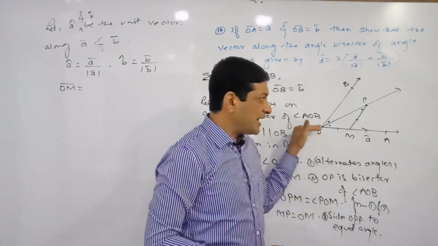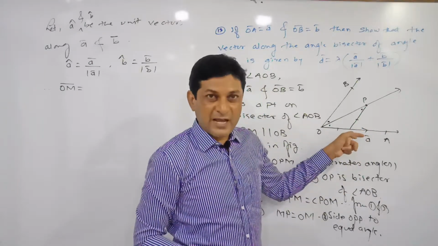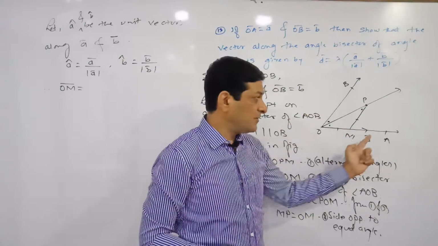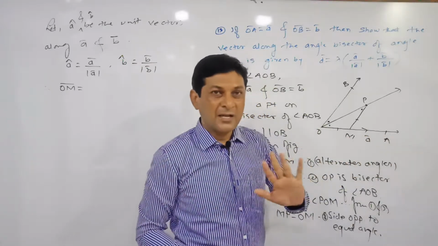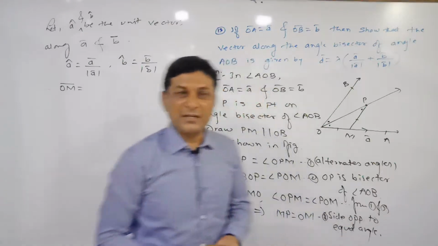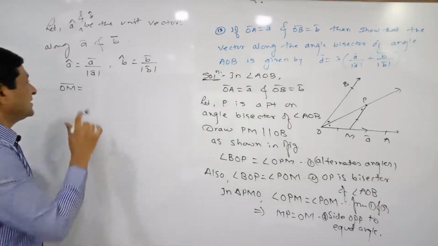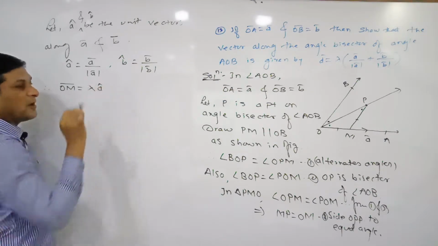Since OM bar and A bar are collinear vectors, and A cap is also what? Unit vector along OM bar. A cap is a unit vector along A bar, which means we can say that A cap is a unit vector along OM bar. So OM bar and A cap are collinear vectors, and since these two vectors are collinear, we can say that OM bar is expressed as a scalar multiple of A cap.